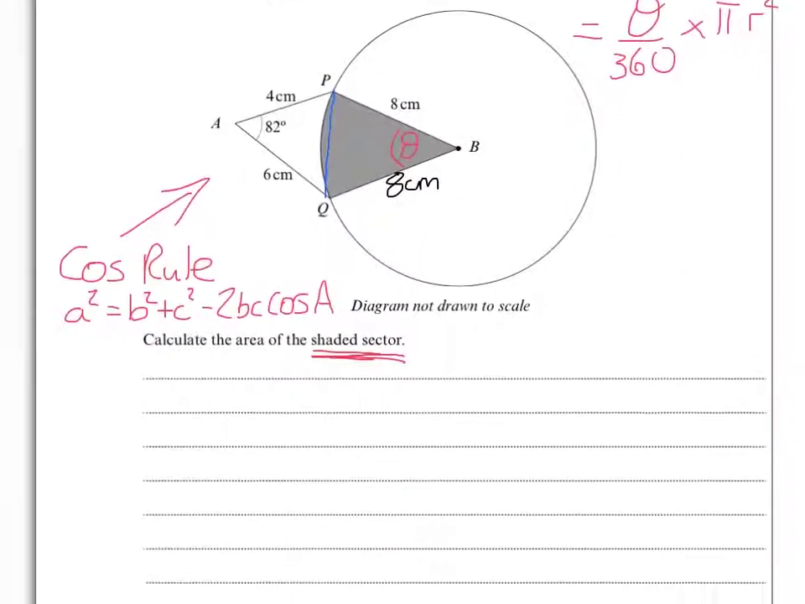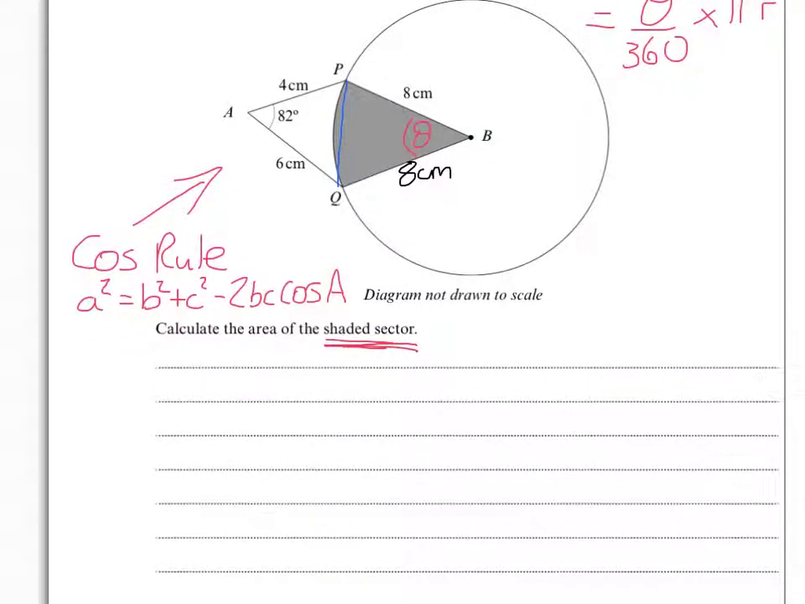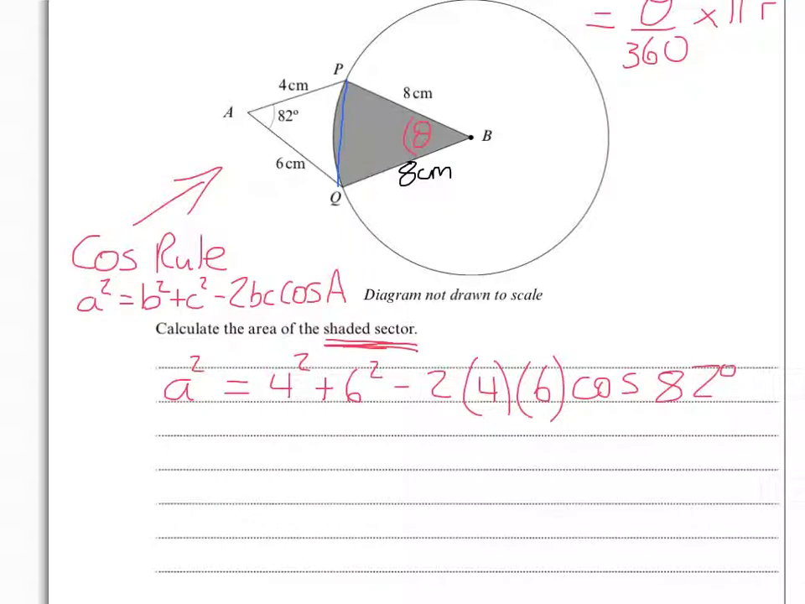So the first part, we're going to use that cosine rule to work out that missing length. So our a squared is going to be our b squared plus c squared, so it doesn't matter which we choose for b and c, so let's call it 4 squared plus 6 squared minus 2 lots of 4 times 6 times cos of that angle that we've got, which is 82 degrees.